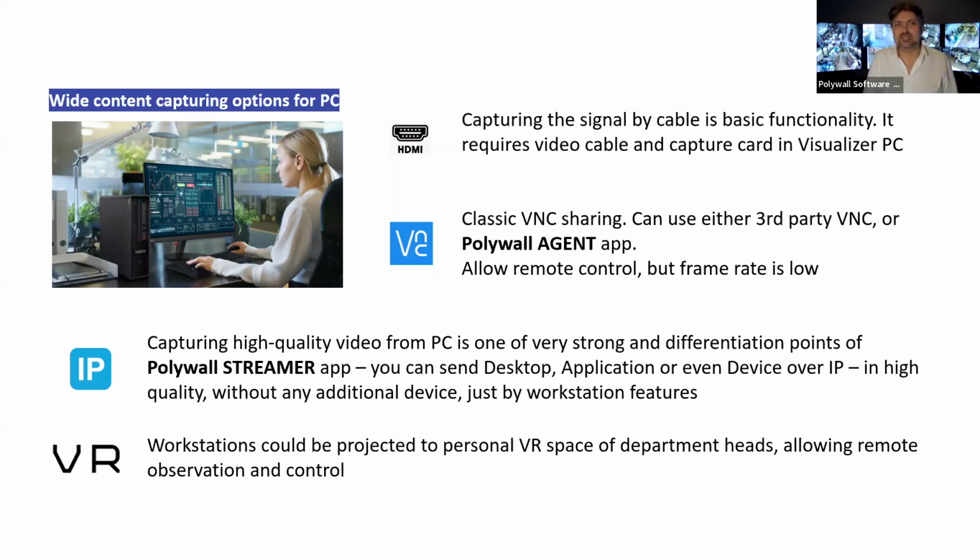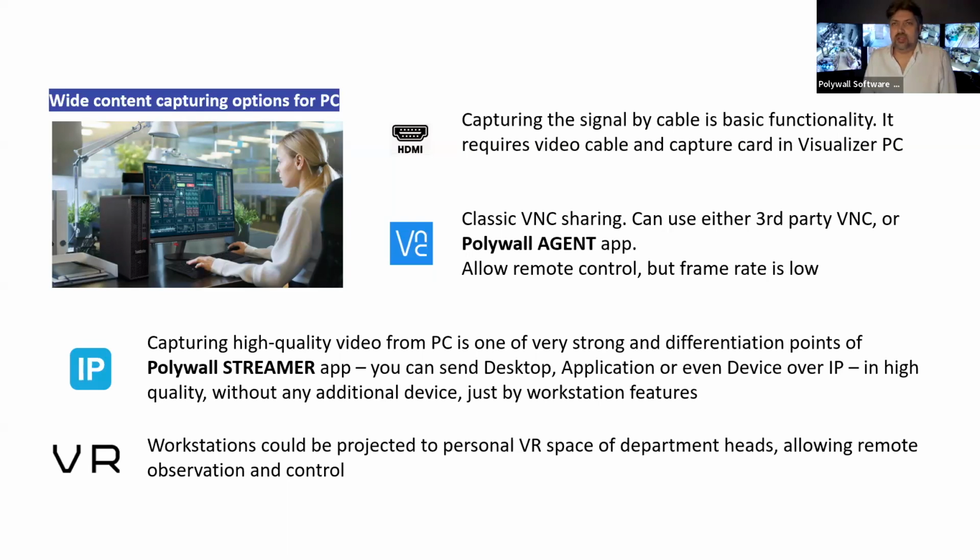The next option is VNC. For that, we have a module which is called Polywall Agent. It works like a usual VNC application. You just install it on a remote PC and send this screen sharing to your video wall. And at any moment you can zoom into this application and control it from the operator place. So that is exactly how the IP KVM story works, but with some limitations, like the frame rate of that signal.